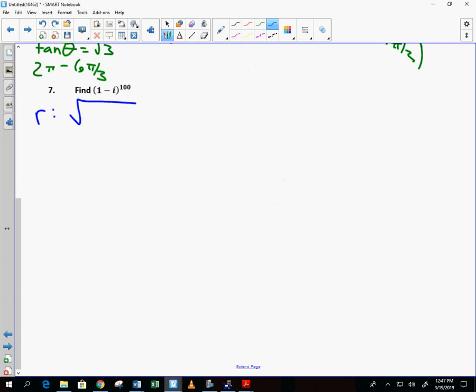Square root of? Good. Good. So r is the square root of 2. Now what? Tangent theta is? So I'm in the second or the fourth quadrant. Which one am I? In the fourth quadrant. Okay.